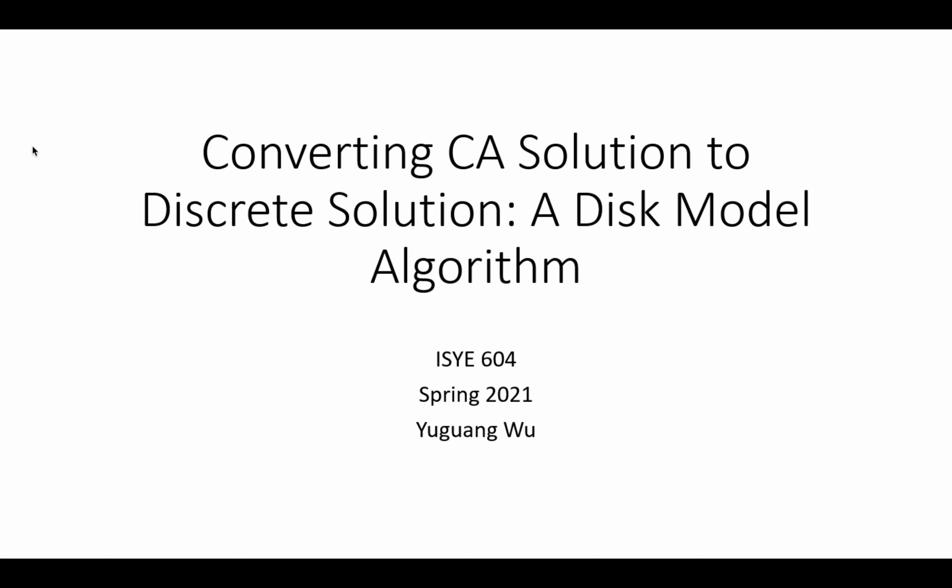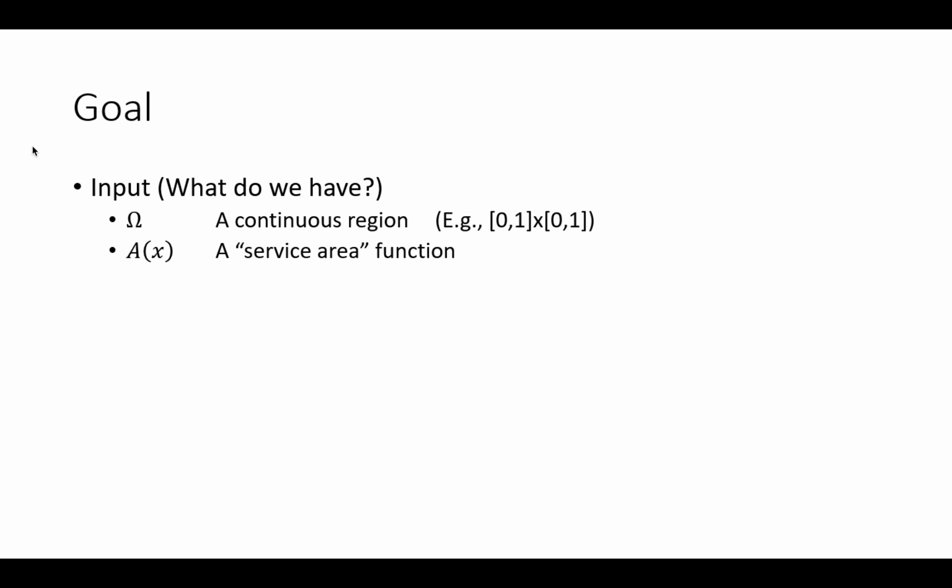Hi, in this short video, we will introduce an algorithm which converts a CA solution to a discrete solution for facility location problems. And this algorithm is called the disk model algorithm.